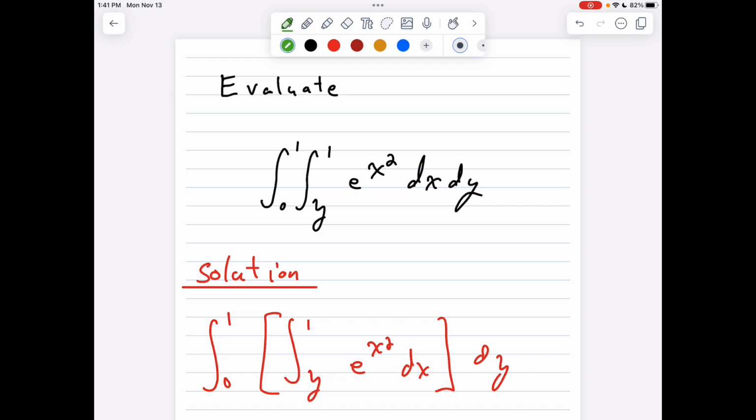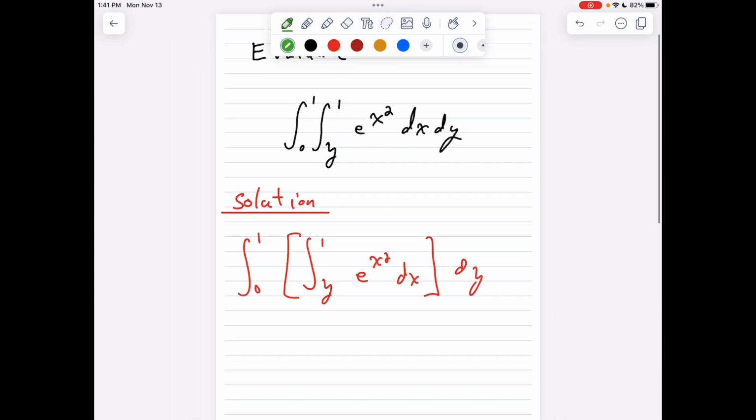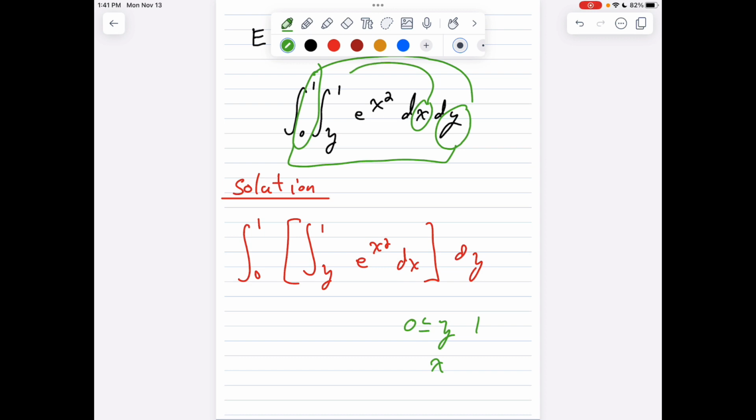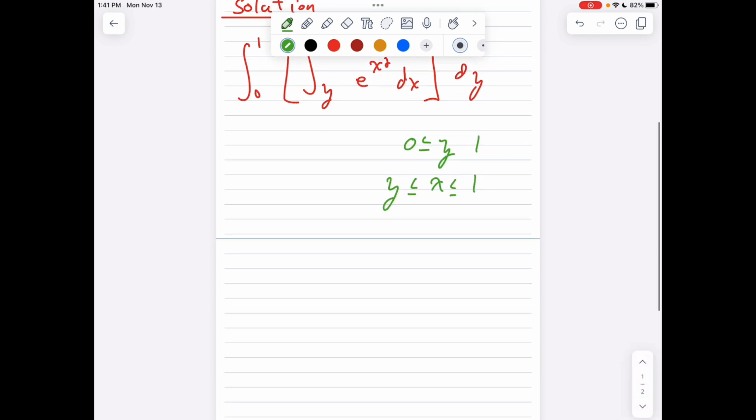So it's dx dy. I want to write it in dy dx, but I have to know the region to find my limits of integration first. So the first thing I notice here is that your y's go from 0 to 1, right? Because y here stands for the limits out here, and then x, the inner variable of integration, tells you the boundaries for these functions, y and then 1.